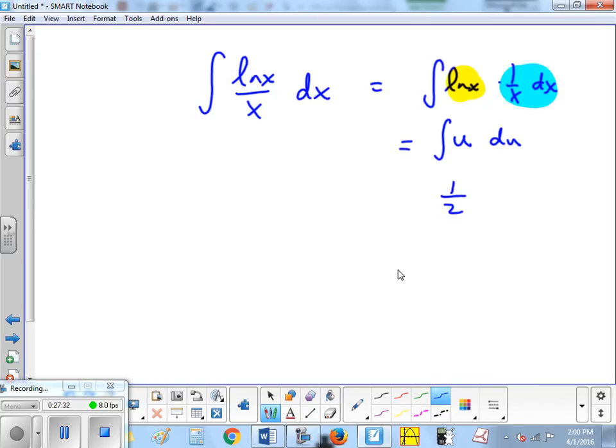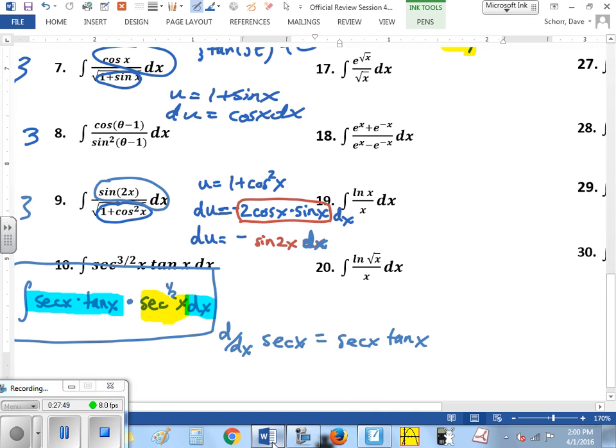Okay, so we end up with 1/2 u squared. And by u, we mean ln. So it's 1/2 ln x squared plus c. Kind of weird. Okay, let's go back to our notes here.